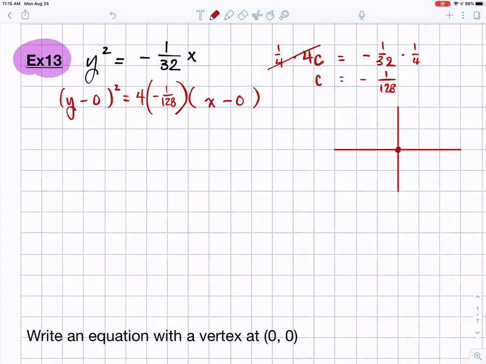And when you answer me, I'm going to ask for 2 reasons why you're answering what you're answering. Up, down, right, or left? Let's talk categories first, okay? Is it an up, down, or is it a right, left? It's a right, left? How do we know that? Because my y's are squared.